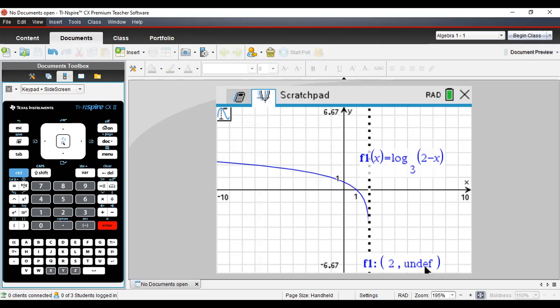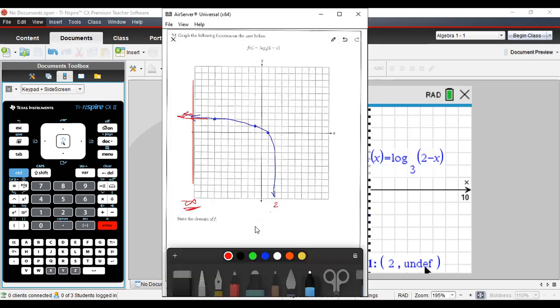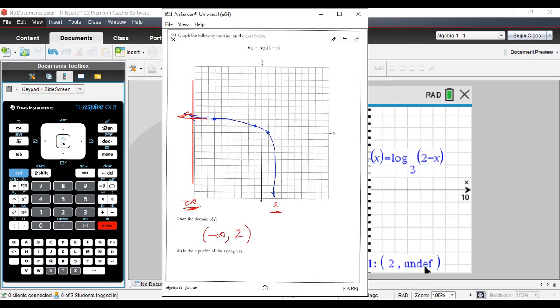So the domain for this, let me go back to my iPad. The domain for this is going to be negative infinity to 2. Now, it never reaches 2, so the way that we would write that is negative infinity. And because we never actually reach the 2, we're going to use a parenthesis. Now what you should know is if it gets closer and closer to 2 without touching 2, that's the definition of an asymptote. So I'm going to draw a line here to represent the asymptote. This is x equals 2, and that would be our equation, x equals 2.